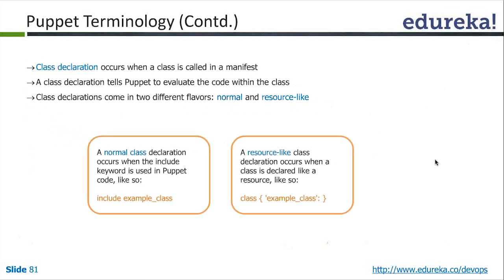A class declaration occurs when a class is called in a manifest. A class declaration tells Puppet to evaluate the code within the class. It comes in two flavors, normal and resource-like. A normal declaration occurs when the include keyword is used in Puppet code, like include example_class, and a resource-like declaration occurs when a class is declared like a resource. So include pulls it from another place, and here you are making it appear within the same file.